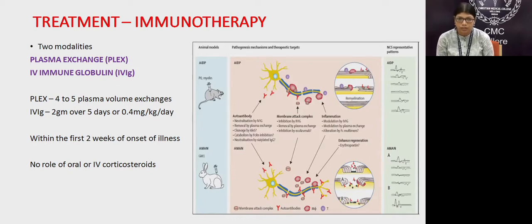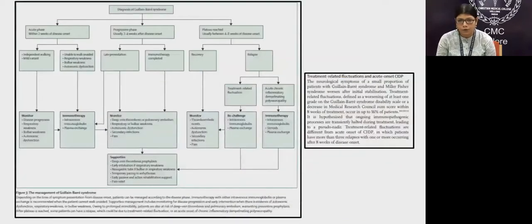In GBS, there is no role of oral or IV corticosteroids. Apart from the immunotherapy, we need to monitor these patients for dysautonomia and deep venous thrombosis. DVT prophylaxis needs to be given, and we need to carefully look for DVT formation or pulmonary embolism development. And if they have respiratory or bulbar weakness, we need to monitor intensively and decide to intubate or ventilate the patient if there is worsening of the respiratory muscle or bulbar muscle weakness.